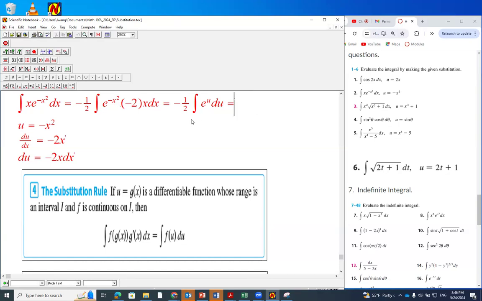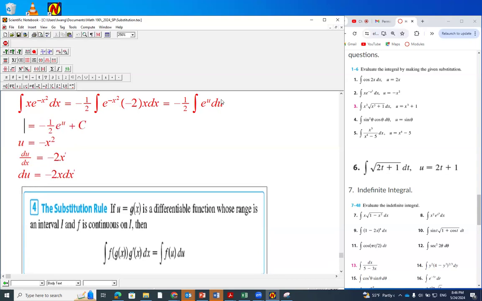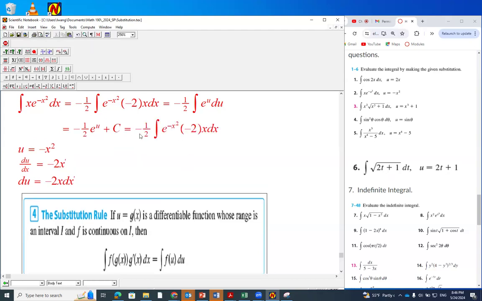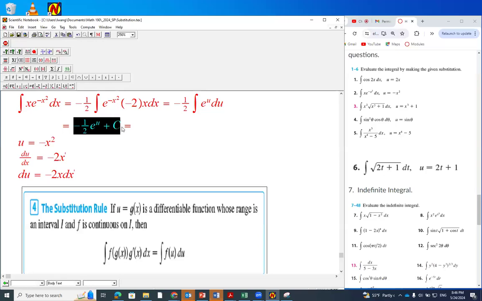And the antiderivative of e to the power u is going to be e to the power u, plus a big fat constant. And at this time, don't forget to substitute that u back. So we're going to substitute u by negative x squared. And that's it. We're going to leave the rest of those questions for you to practice.